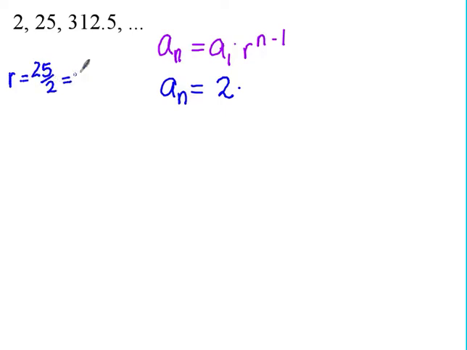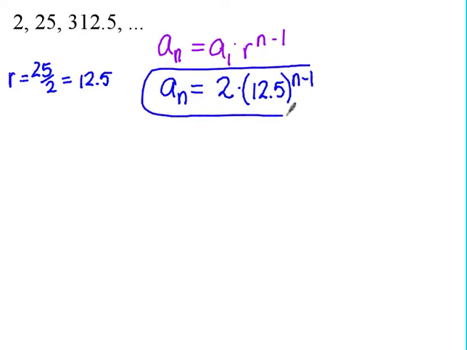All right, let's go ahead and look at another one. We need to use the formula a sub n equals a sub 1 times r to the n minus 1 power. So I know that a sub 1 is 2. Now I need to find the ratio. To find the ratio, I'm going to take 25 divided by 2. So the ratio will be 12.5. So I'm going to take that times 12.5 to the n minus 1 power. So there's your explicit.